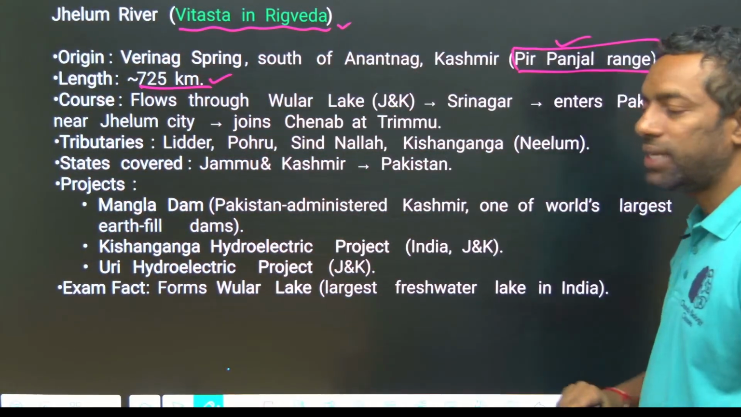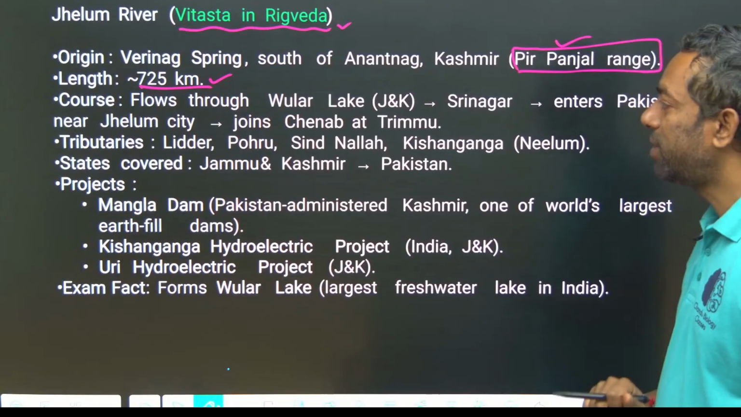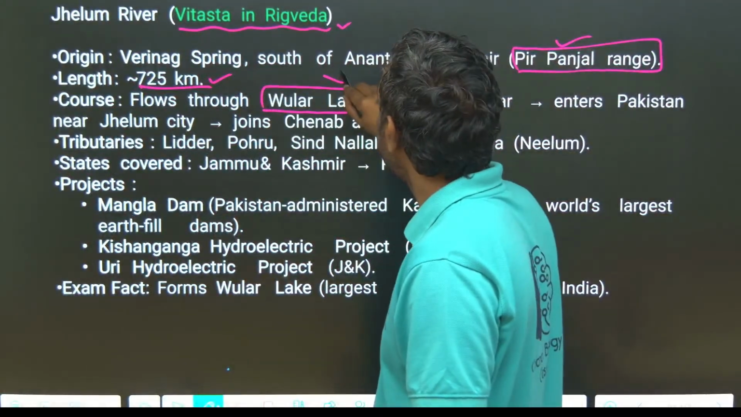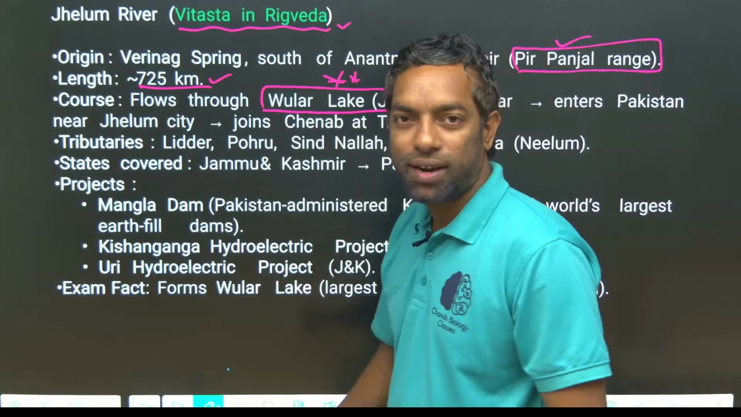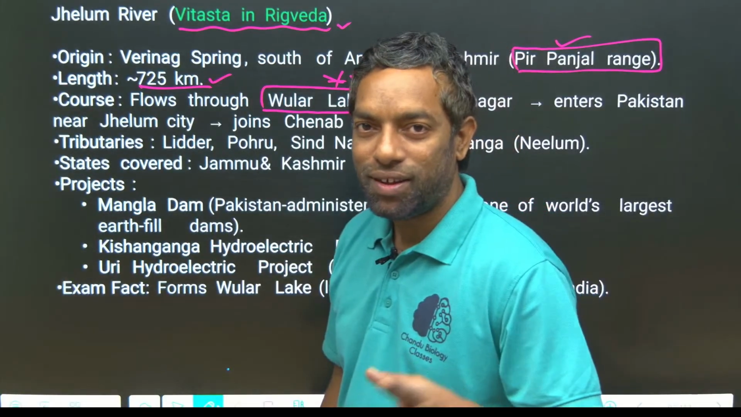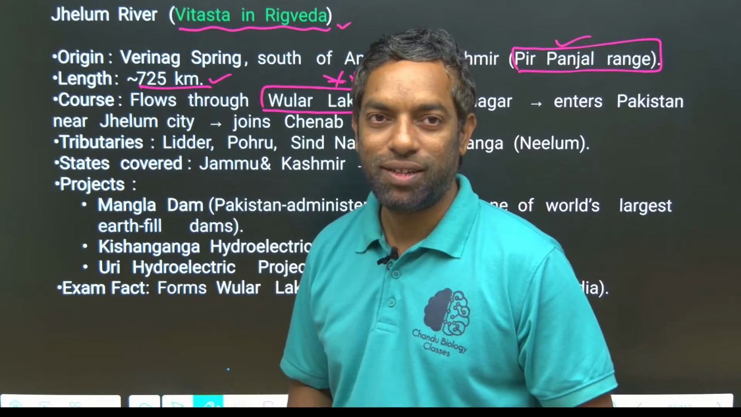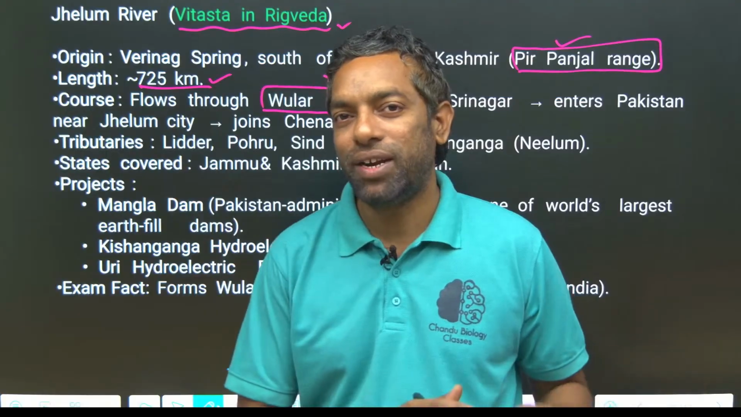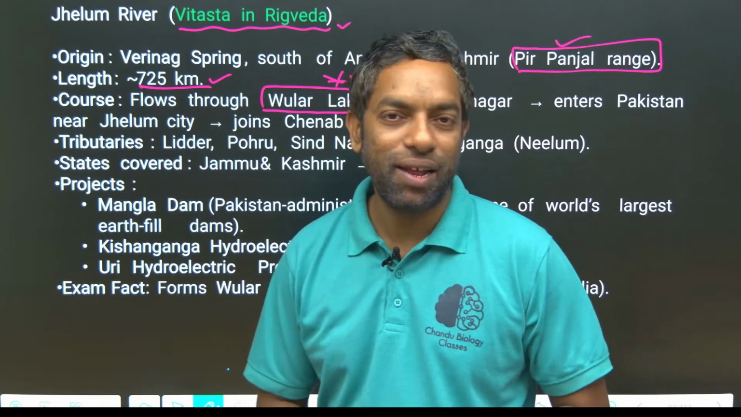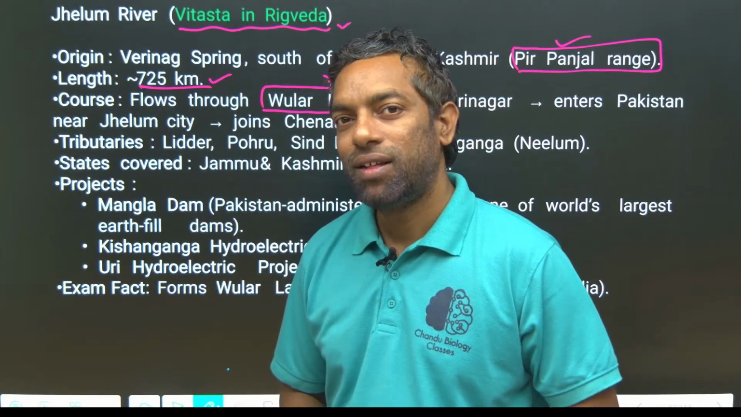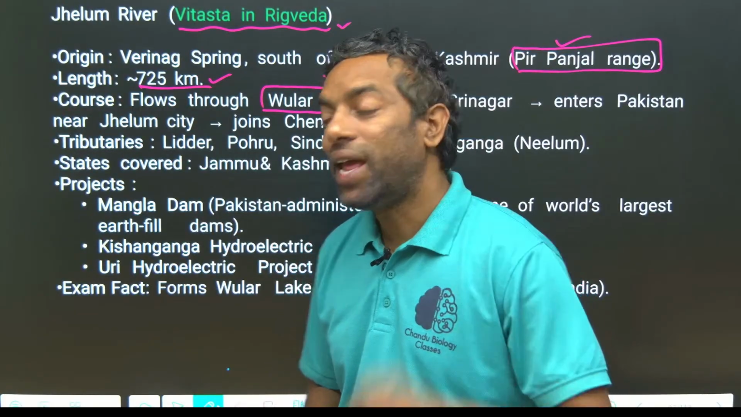Pir Panjal range is an important keyword for the exam. It flows through the Ular Lake. This is the keyword: Jhelum, Ular. The river created a lake. Some area of water gets isolated from the river and forms a lake. That lake is what we call an Oxbow Lake.